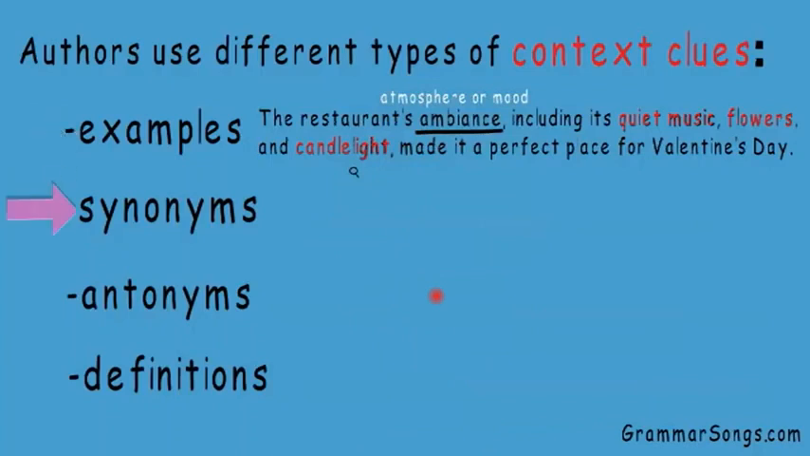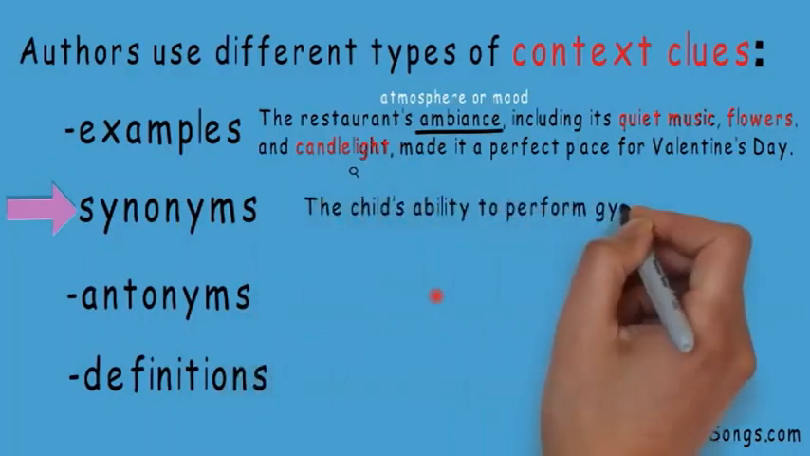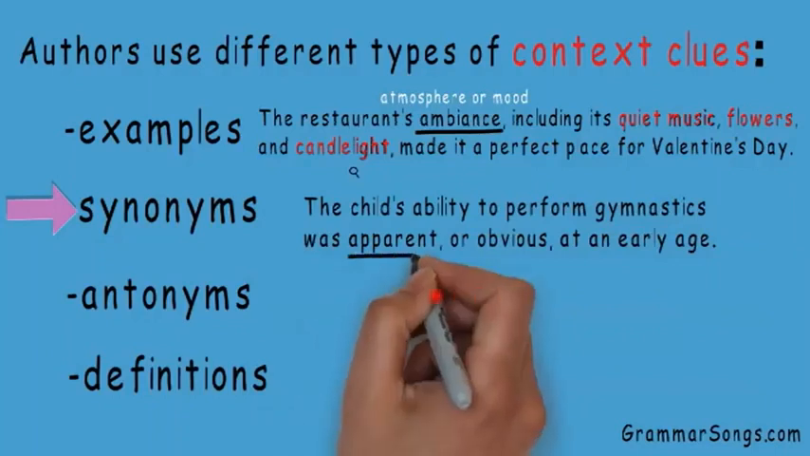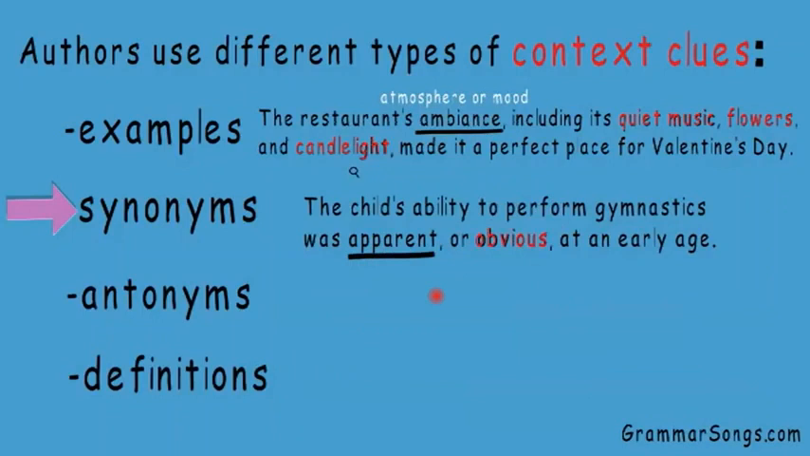Sometimes authors use synonyms or words that mean almost the same thing. The child's ability to perform gymnastics was apparent or obvious at an early age. If you are unfamiliar with the word apparent, the synonym clue obvious makes the sentence easy to understand.